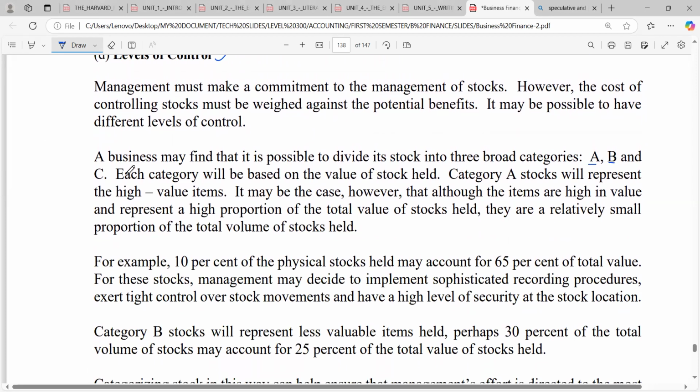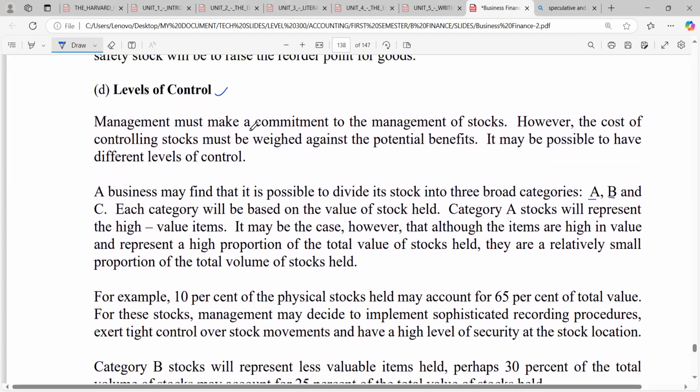So we know that management must make a commitment to the management of stock. However, the cost of controlling stocks must be weighed against the potential benefit. It may be possible to have different levels of control. A business may find that it is possible to divide its stock into three broad categories. So a business must divide its stock under the level of control into three broad categories.